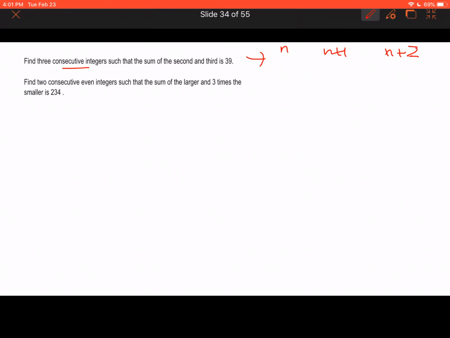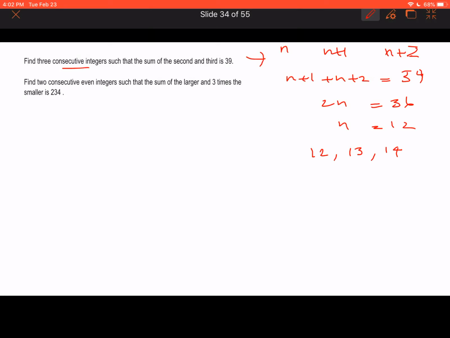So the condition is the sum of the second and third is 39, right? So n plus 1 plus n plus 2 is equal to 39. So 2n is equal to 36. So n is equal to 12. So the first number is 12, then 13, and the third number is 14. These are the three numbers they are looking for. Okay, now we'll move on to the next problem.